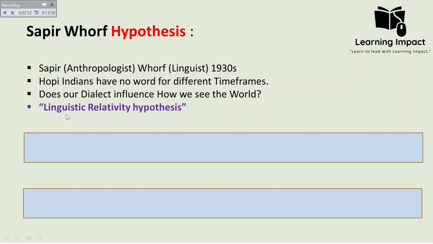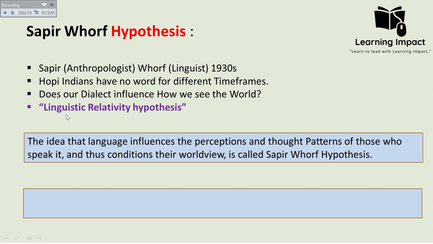Now we will look into the statement of the Sapir-Whorf hypothesis. According to this, language influences the perceptions and thought patterns of those who speak it and thus conditions their worldview. It means that language influences our perception, how we see the world and our surroundings, how we make sense of justice, and how we make sense of different concepts.